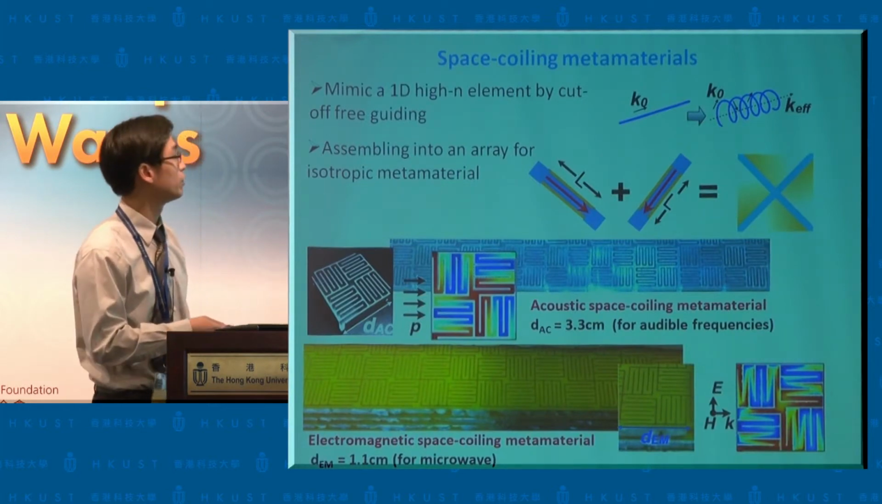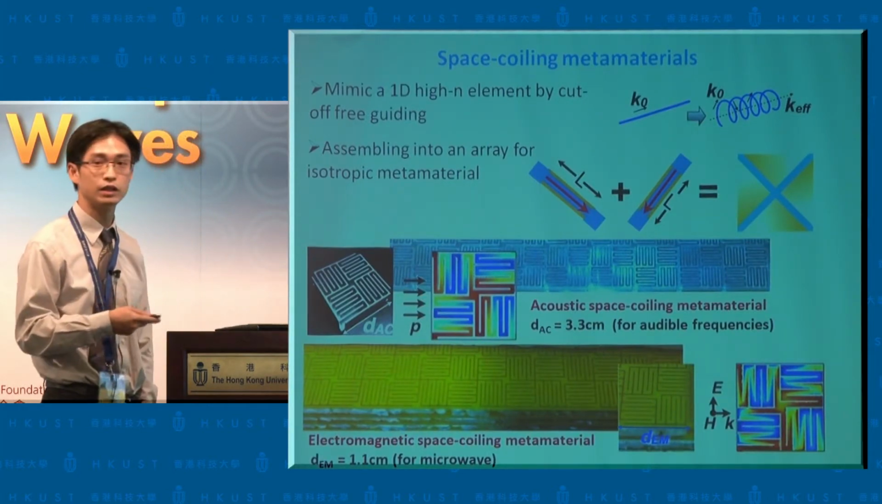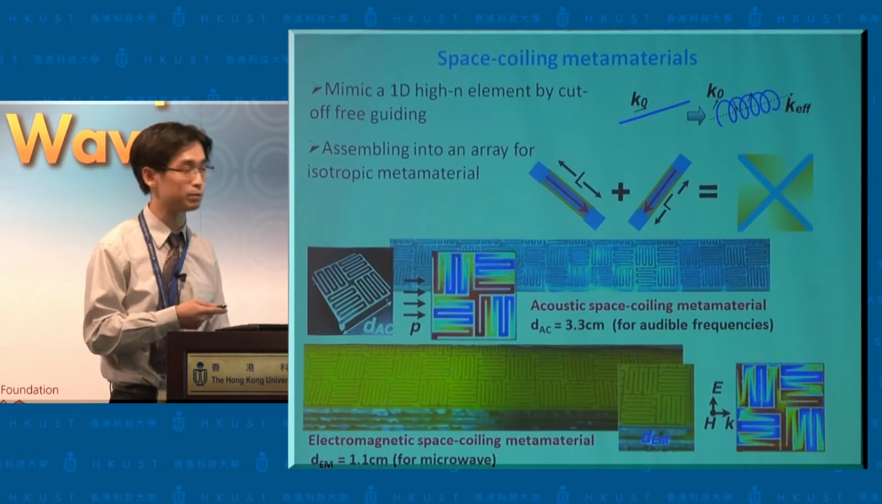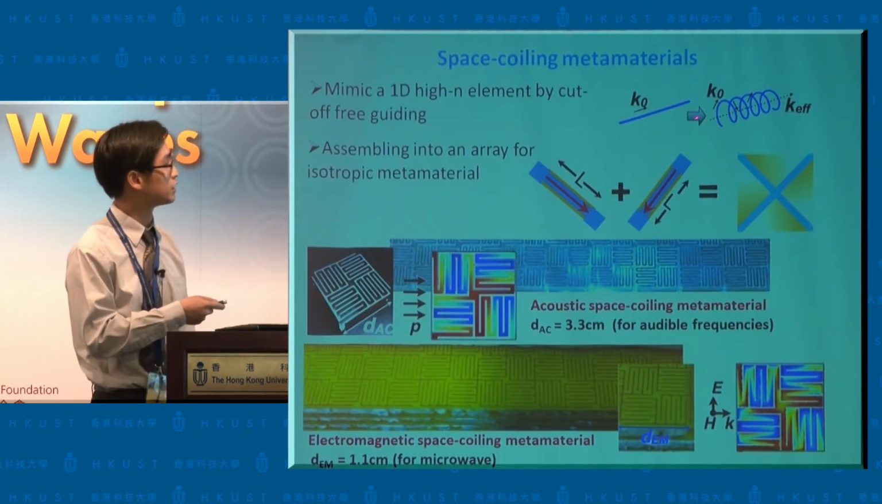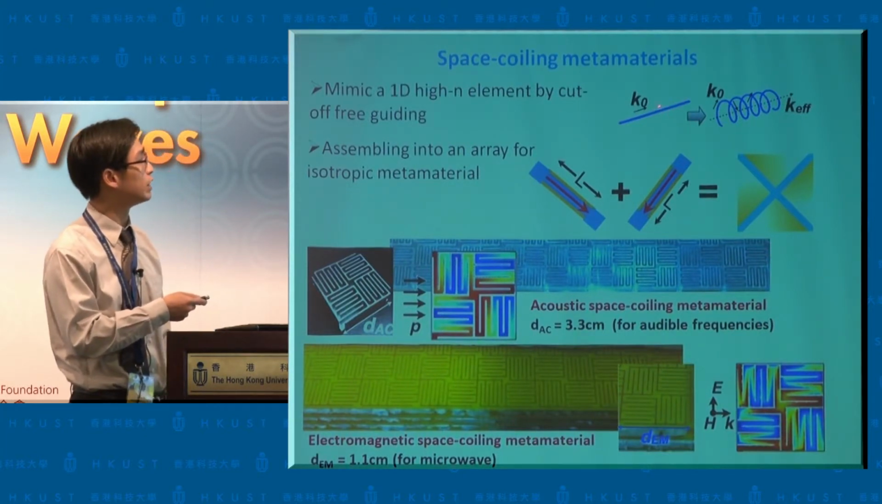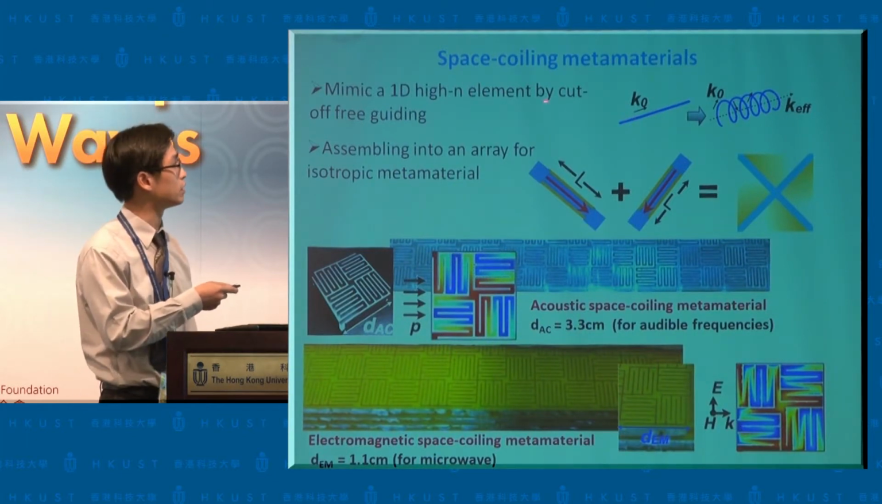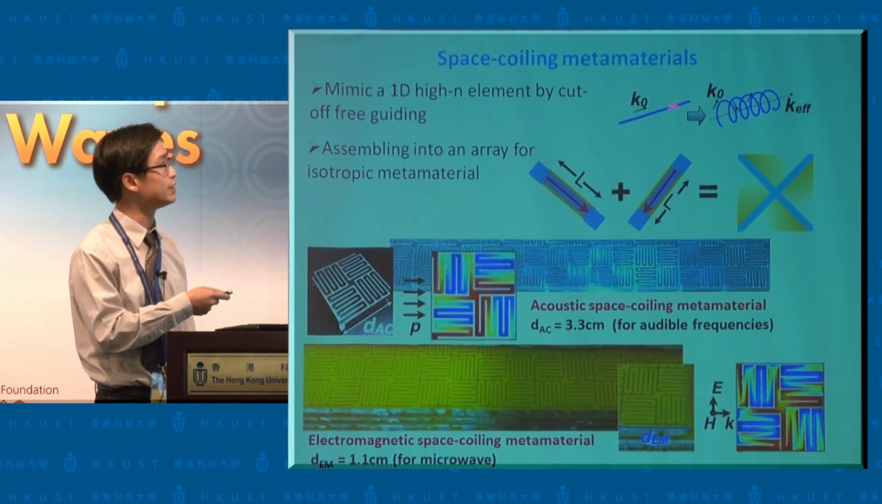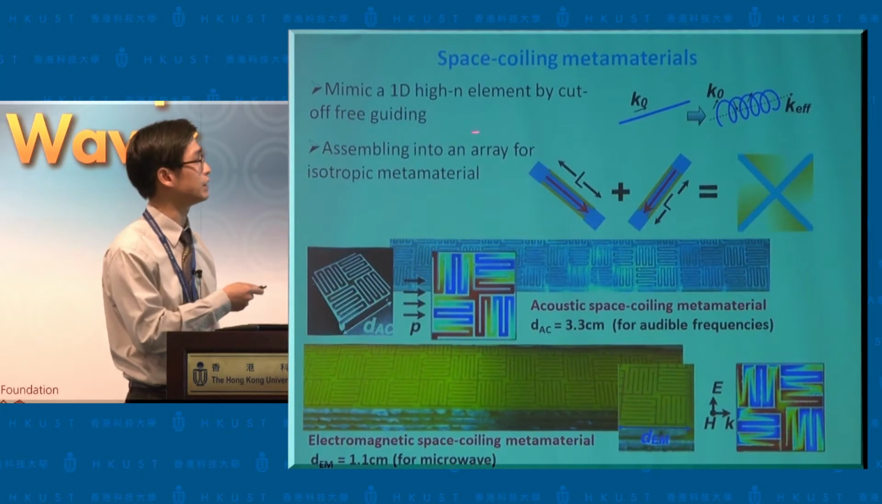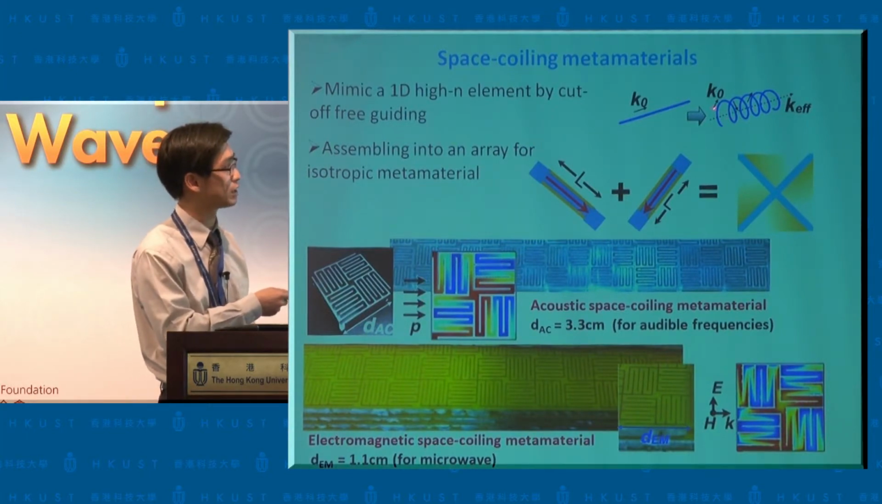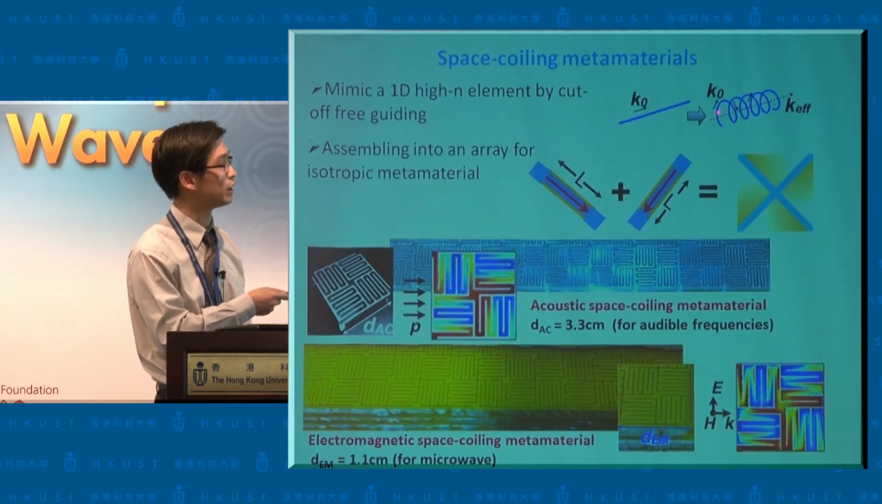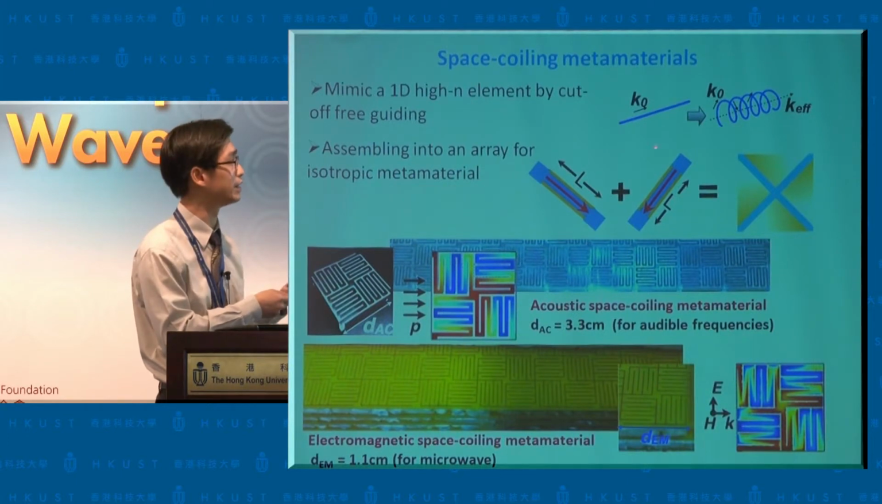So in our scheme, we actually try to mimic this high index by using metamaterials, by using microstructures. The scheme is shown here. We rely on a special property called cutoff-free guiding. In this case, this is just a normal conventional waveguide, and the wave propagates along here. If we have cutoff-free waveguiding, then we can curl the waveguide just like this, and then we can delay the propagation.